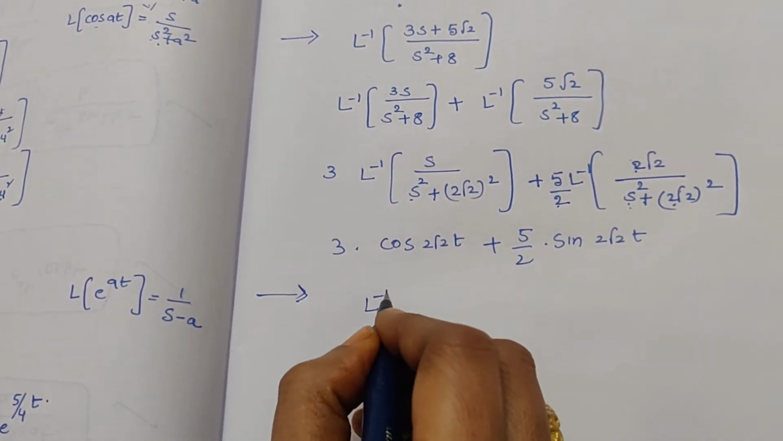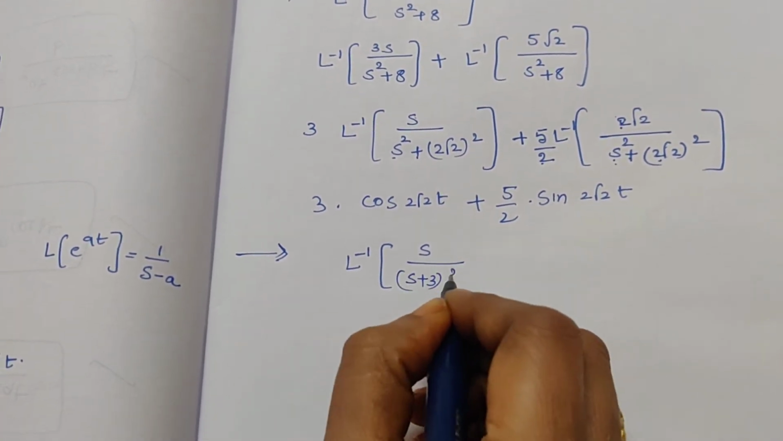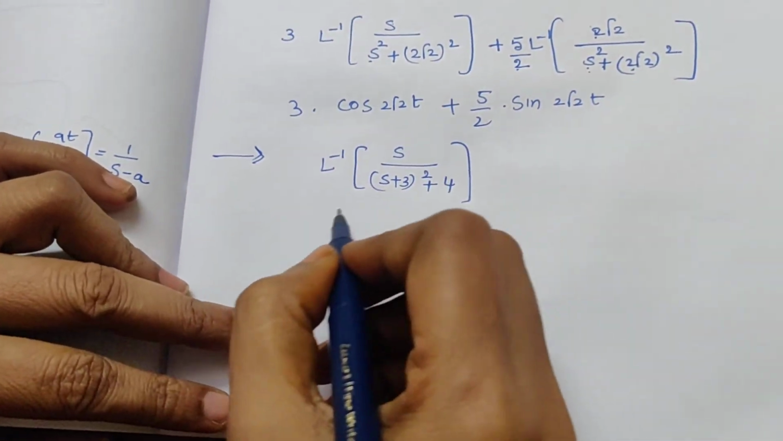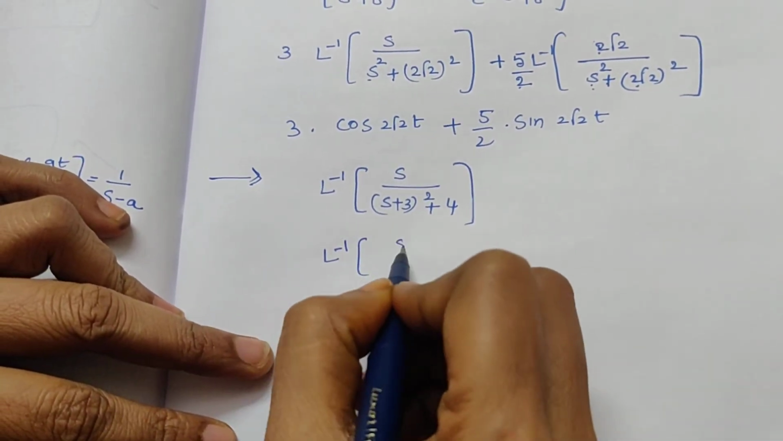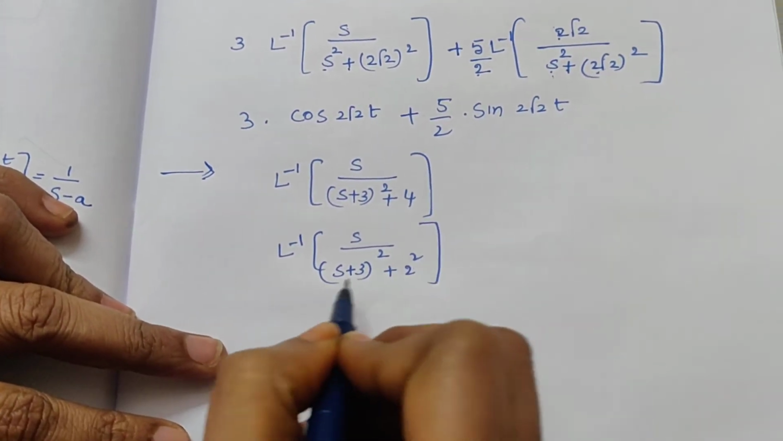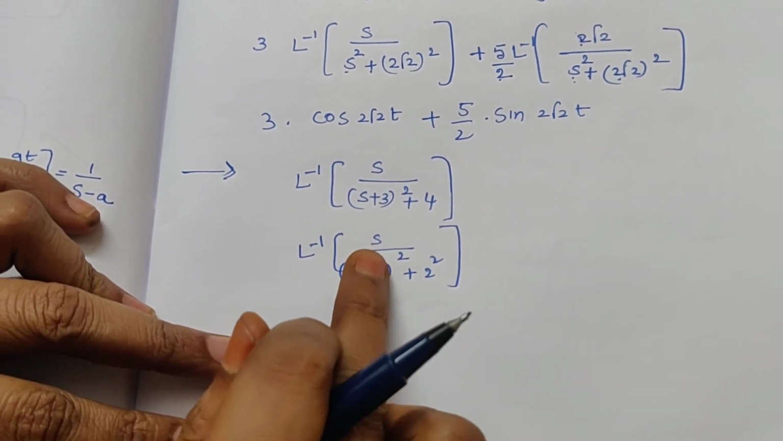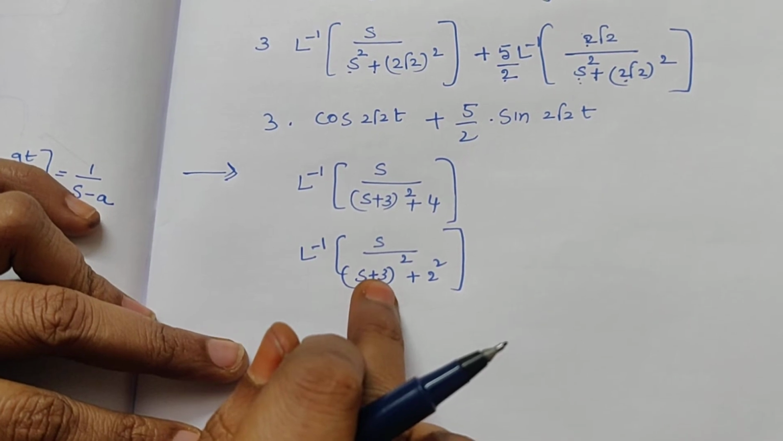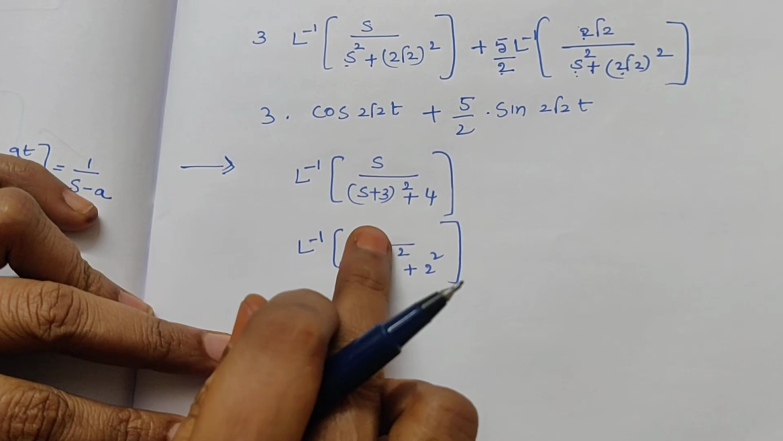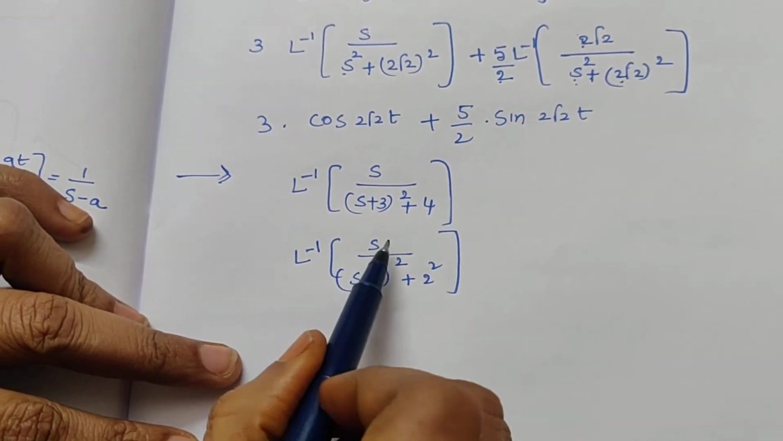Next problem is find L inverse of s by (s plus 3) whole square plus 4. Here also, L inverse of s by (s plus 3) whole square plus 2 square. Clearly in the denominator we are observing s square plus a square, but s changes to s plus 3. That is because of e power minus 3t. But here in the numerator we won't have s plus 3.